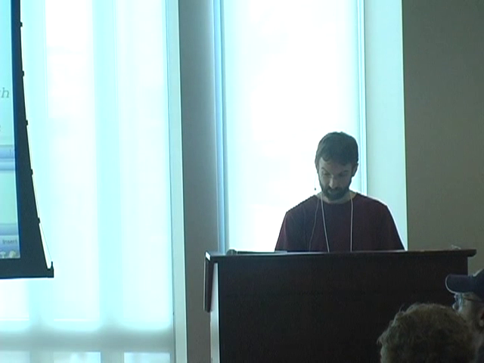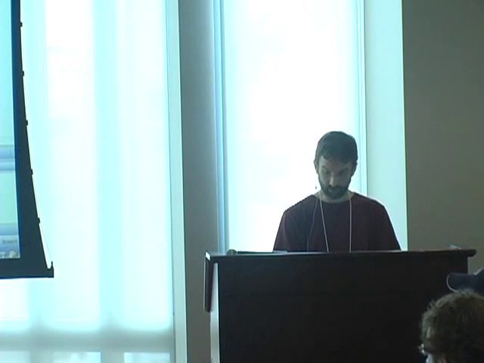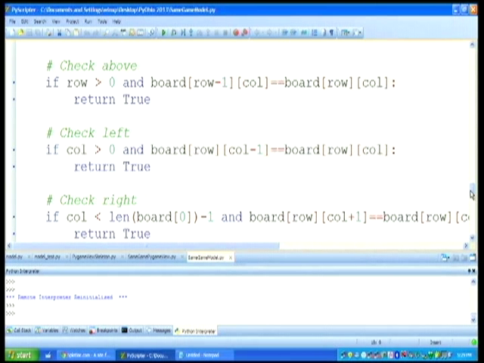So I've got this private method, or private function down here, has adjacent items, that basically just checks every single square, including the square that you clicked on. Because if there's nothing in the square that you clicked on, you're also done. So if the square that you clicked on is none, then you return false, saying there's nothing more to do here. If you have a color, then you have to start a kind of annoying checking of the square above it, square to the left, square bottom, square right.